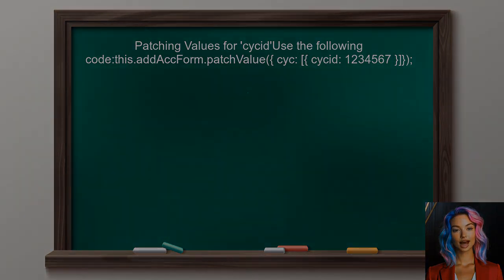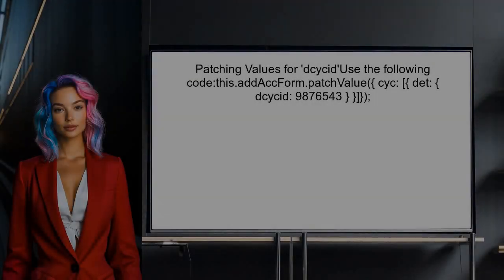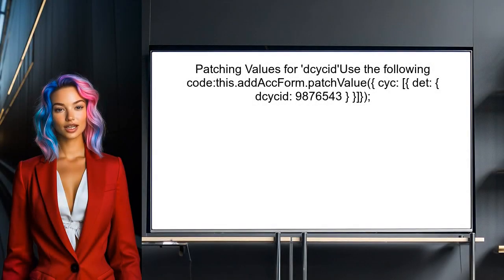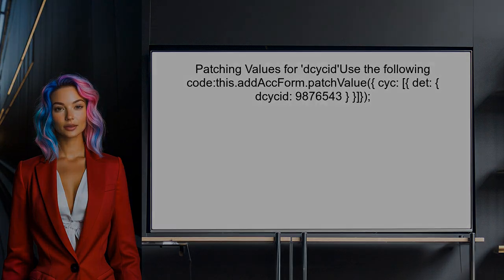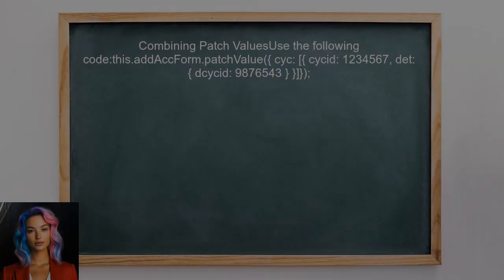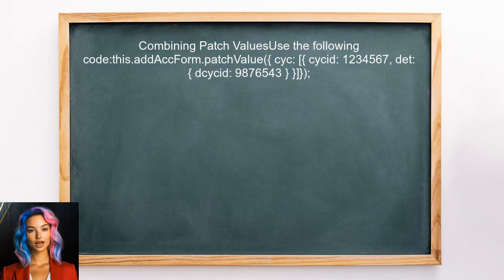Let's start with sysid. Now, to set the value for dcysid, the user must navigate deeper into the nested structure. This requires specifying the path to dcysid within the deep group. Finally, the user can combine both patchValue calls into a single operation. This ensures that both values are set at once, simplifying the process.